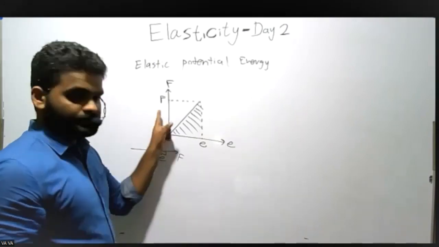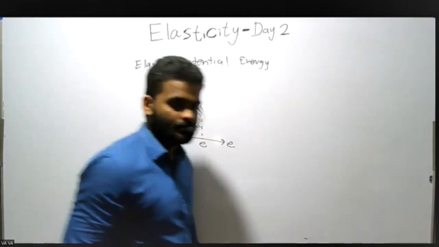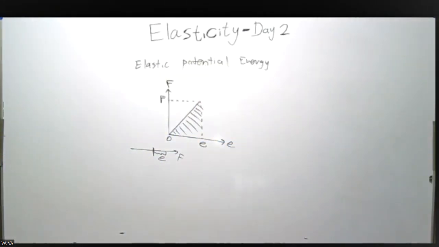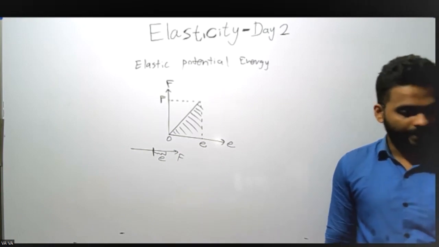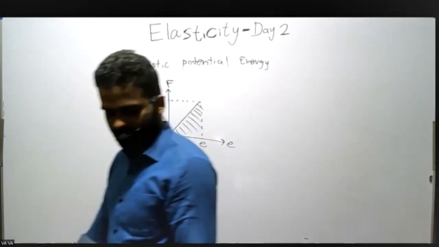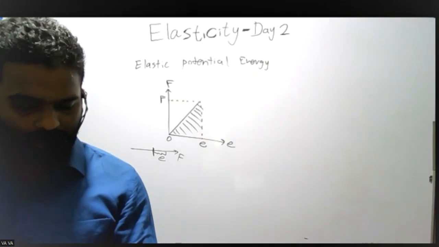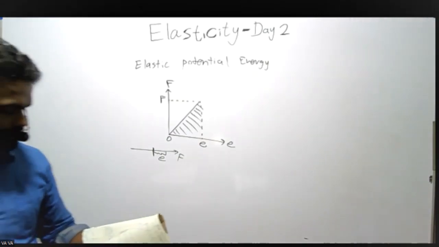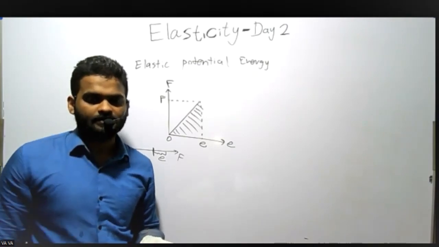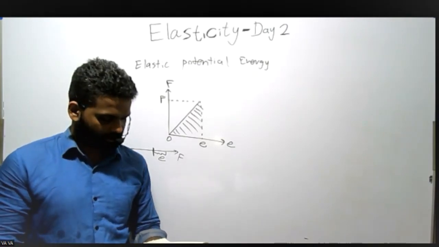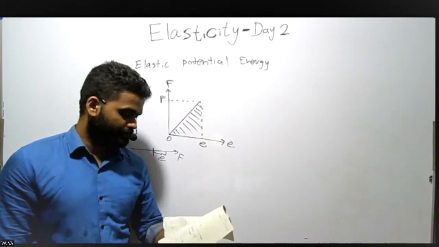Okay, just draw this graph quickly. Write down: the area between the graph and the E axis gives the potential energy.